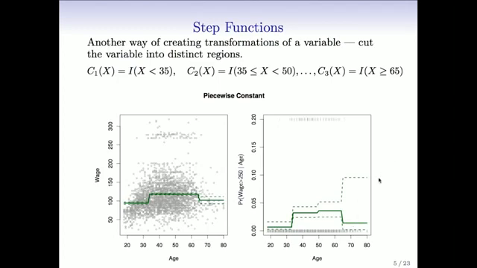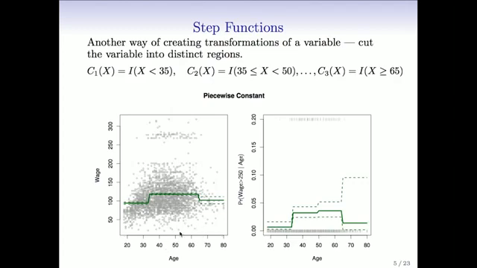Step functions, that's another way of fitting nonlinearities, especially popular in epidemiology and biostatistics in the last 20 or so years. And what you do is you cut your continuous variable into discrete sub-ranges. For example, here we've cut age at 35, and again at 65. There's actually a cut at 50 as well. You can't see it here.